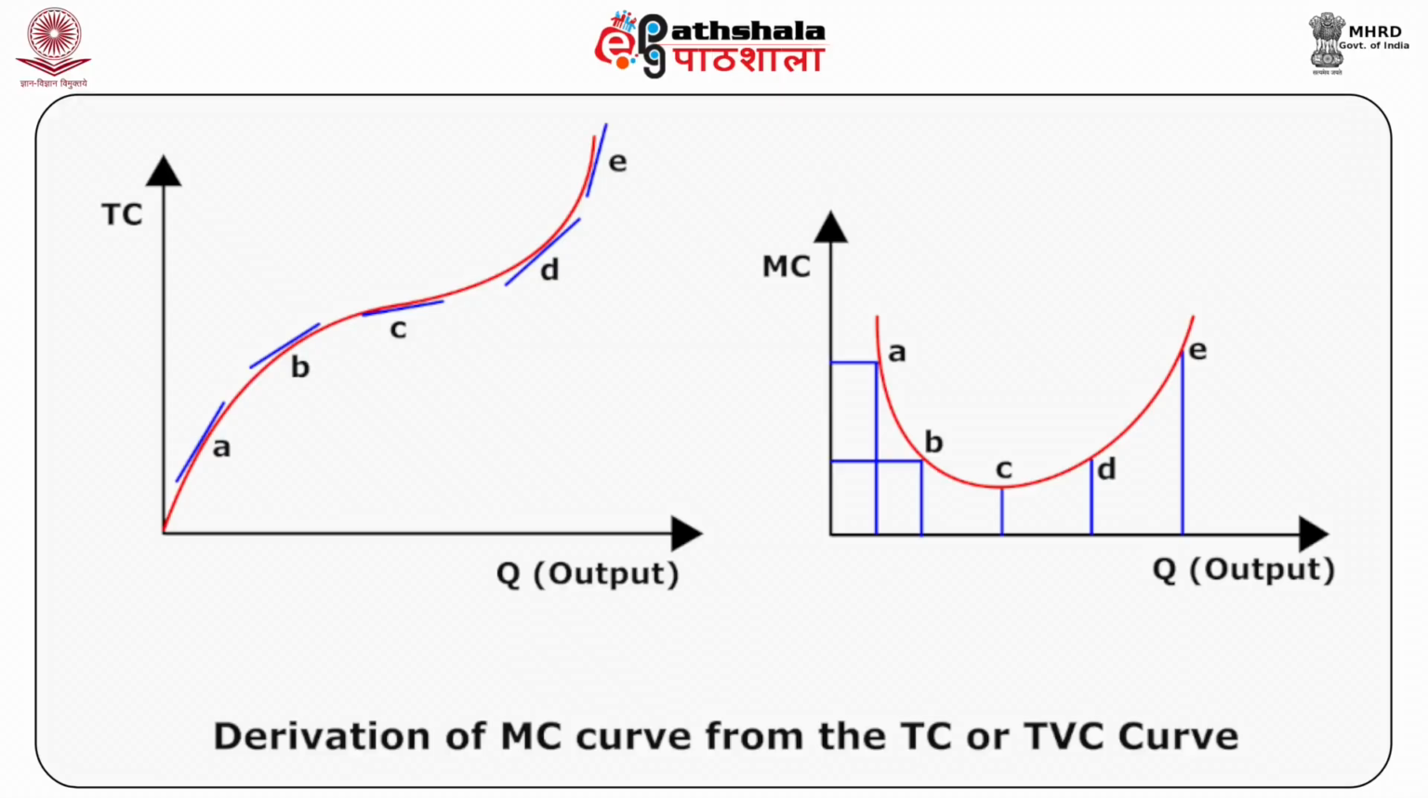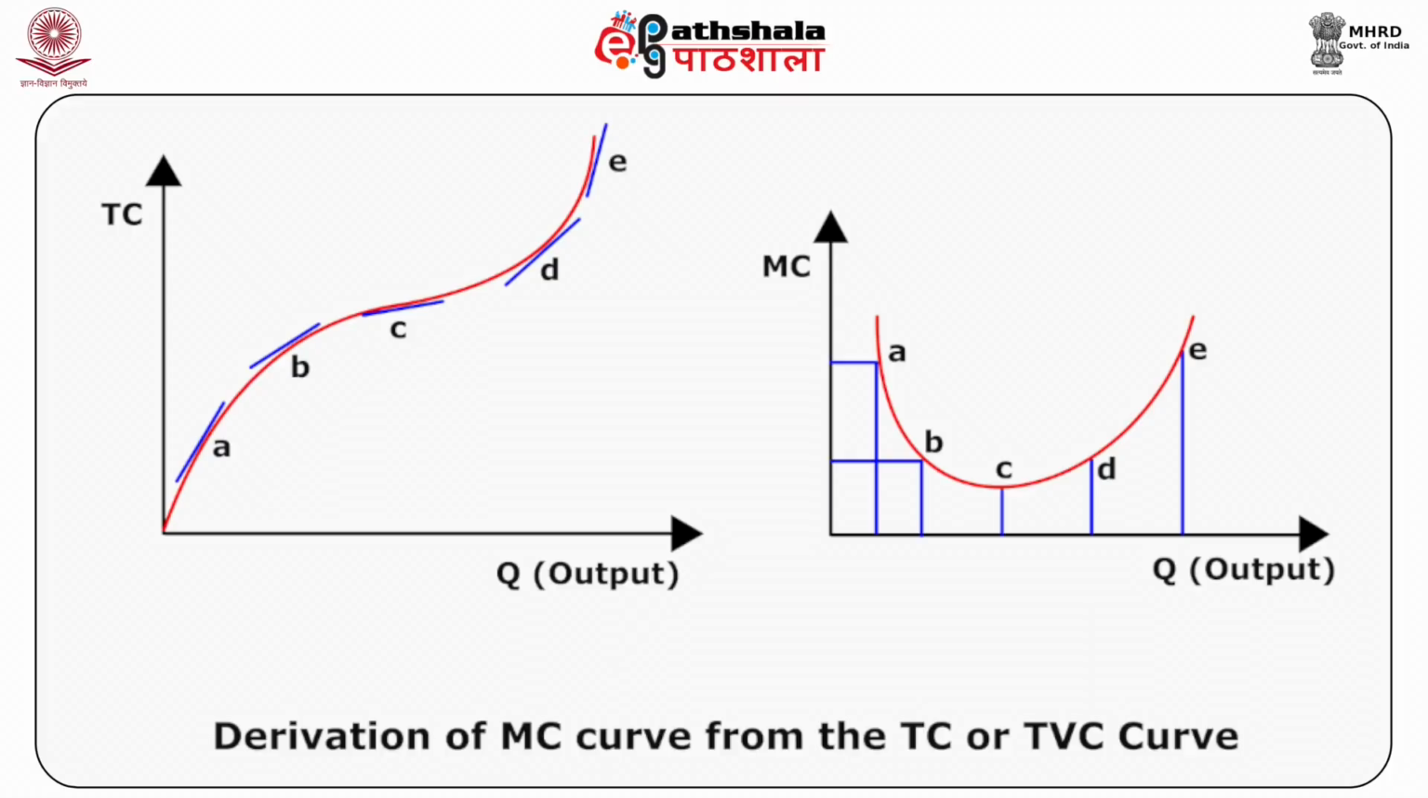Whereas immediately if the output goes up and if the producer goes from C to D, then suddenly the marginal cost curve starts to rise, and this continues to happen as it goes along from C to D and D to E. So therefore, we have a marginal cost curve which is derived from the total variable cost, or you could even say total cost.